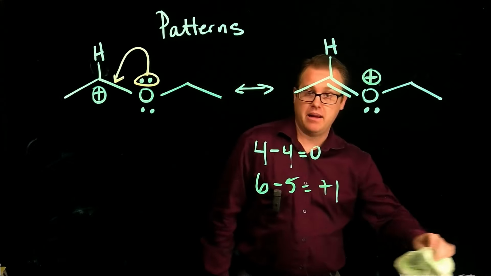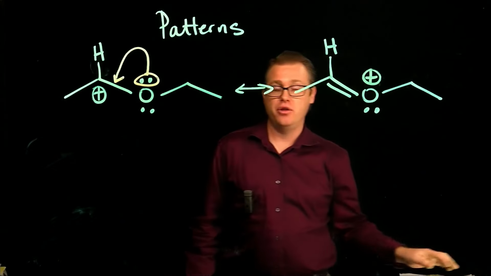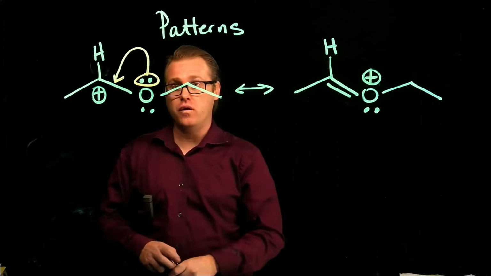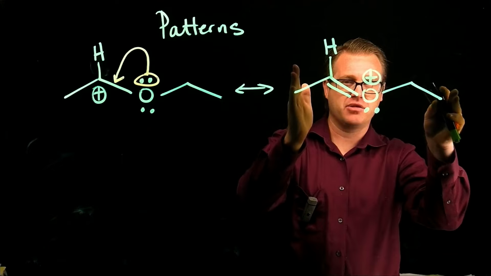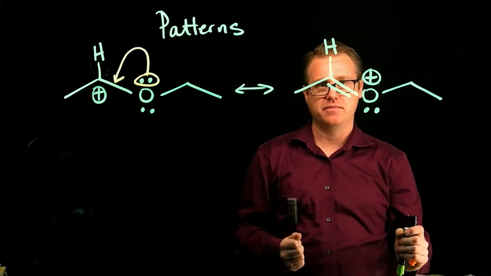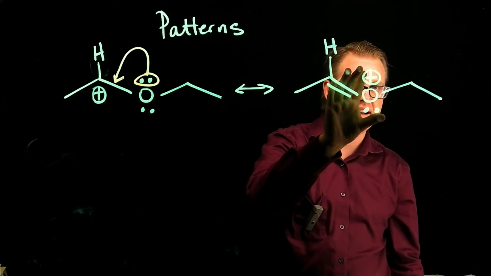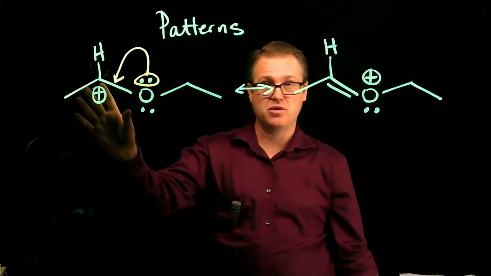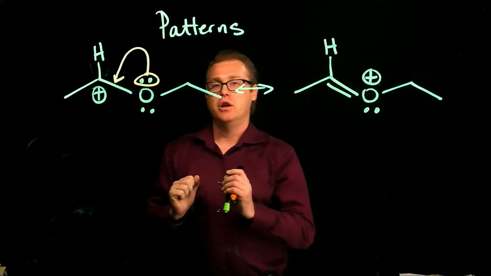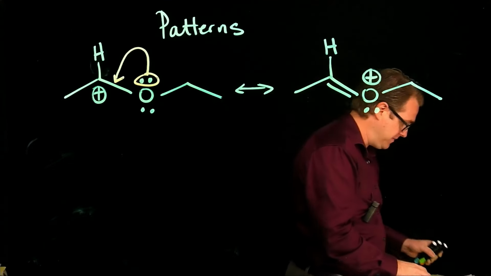Now, one really important thing to remember, and a good way to check if you've done it correctly, is the overall charge of this resonance structure and the overall charge of this resonance structure has to match. If you have a +1 charge on this side, you have to have a plus charge on this side as well. You have to. If this is +1 and this is neutral, you know you made a mistake somewhere, because those overall charges have to match.